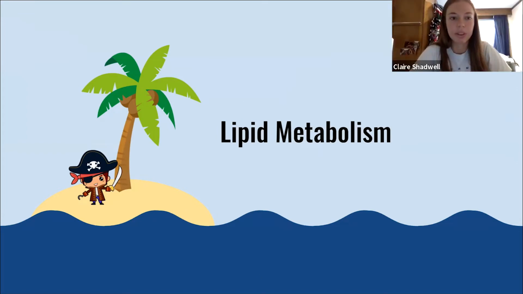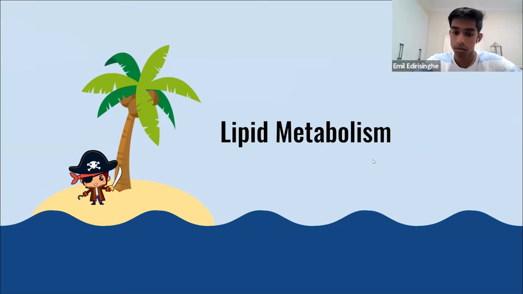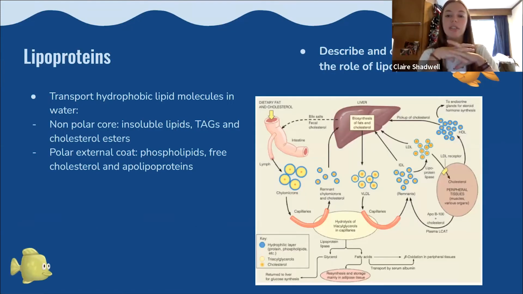So I'm starting with lipid metabolism. So we can go next slide. This is just a definition of what lipoproteins are. They transport hydrophobic lipid molecules in water, and this is because of their structure, because they have a non-polar core, which has the triglycerides inside of it, some cholesterol esters, and some insoluble lipids. Then they also have a polar external coat, which is made up of phospholipids, free cholesterol, and lipoproteins.